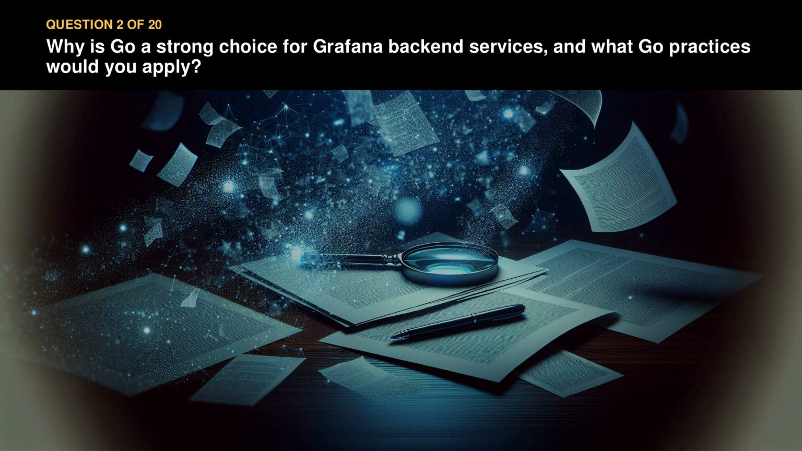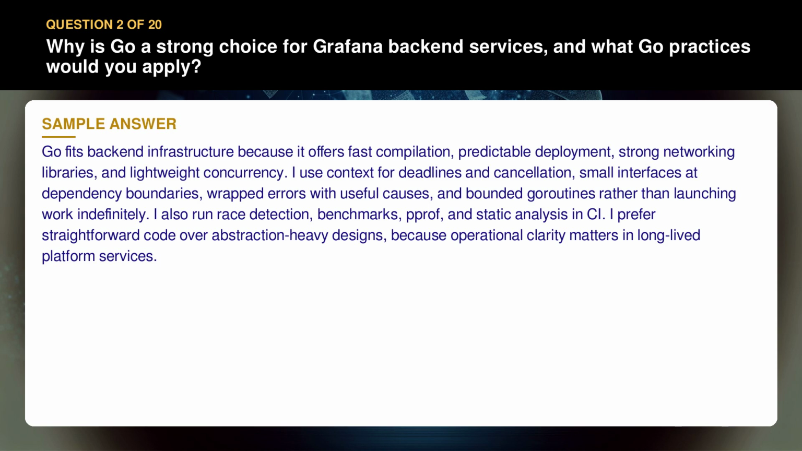Question 2. Why is Go a strong choice for Grafana backend services, and what Go practices would you apply? Go fits backend infrastructure because it offers fast compilation, predictable deployment, strong networking libraries, and lightweight concurrency. I use context for deadlines and cancellation, small interfaces at dependency boundaries, wrapped errors with useful causes, and bounded goroutines rather than launching work indefinitely.